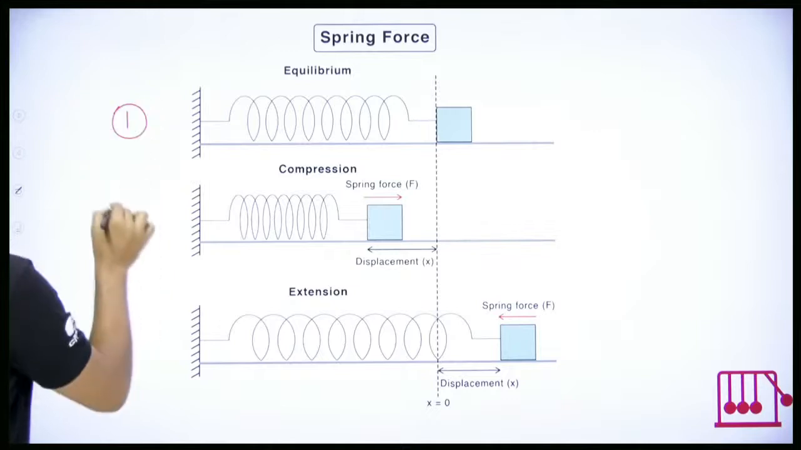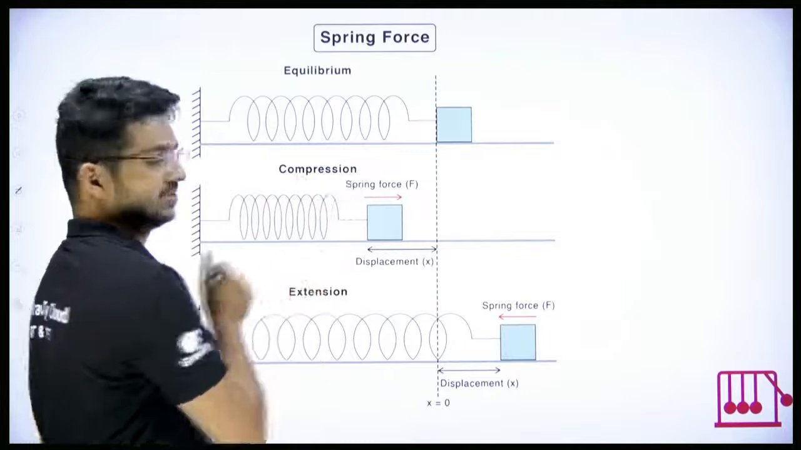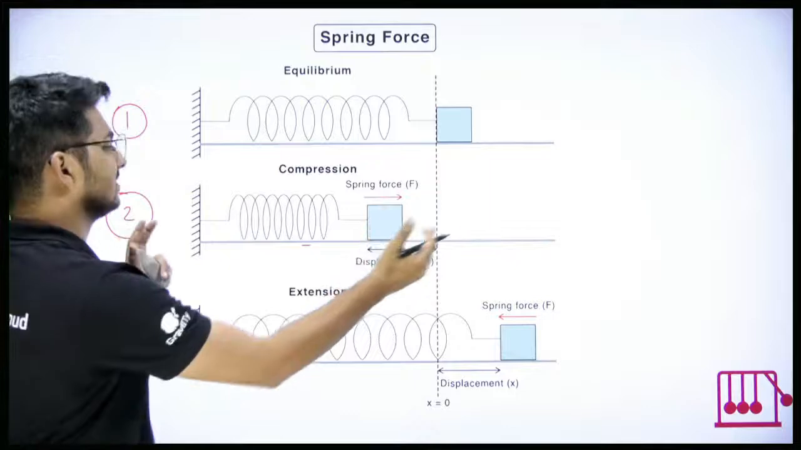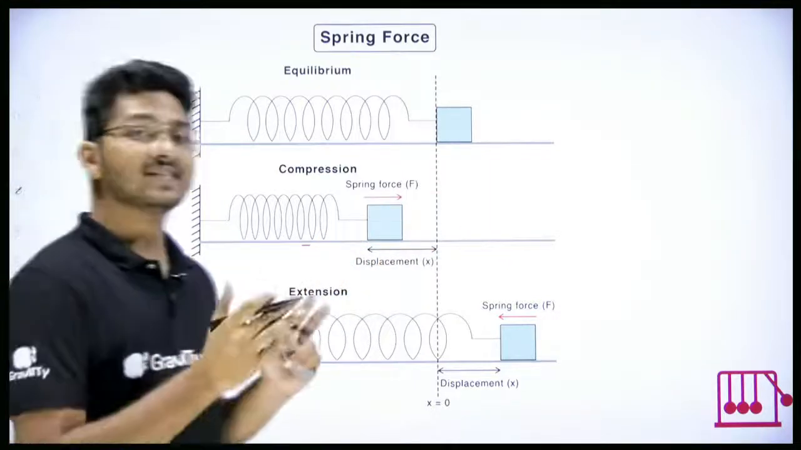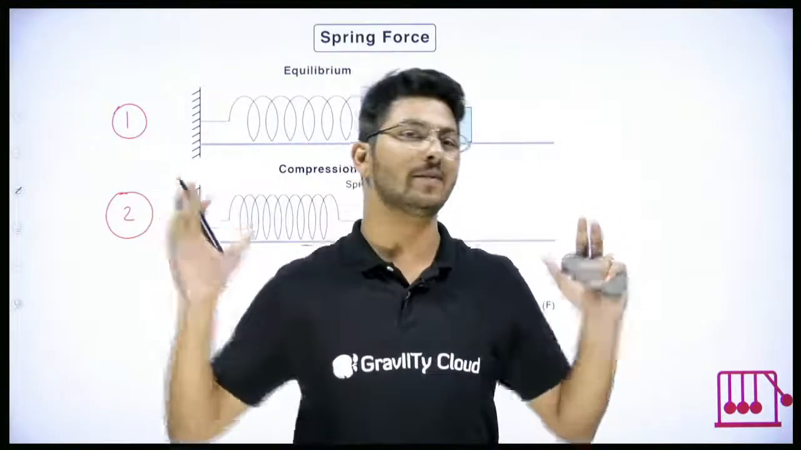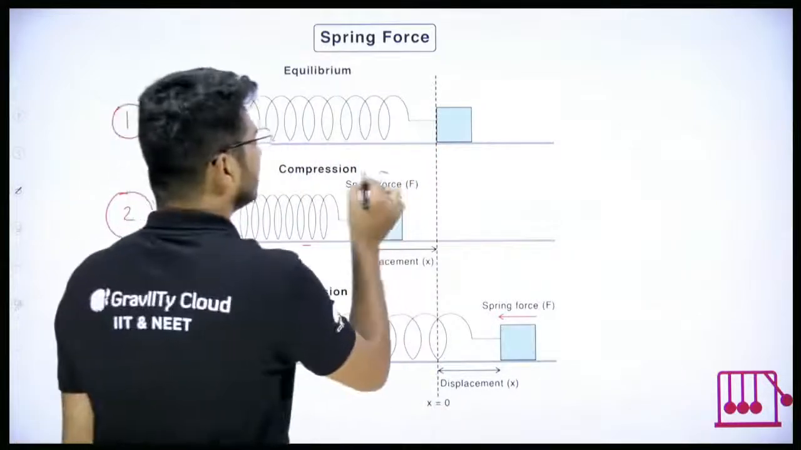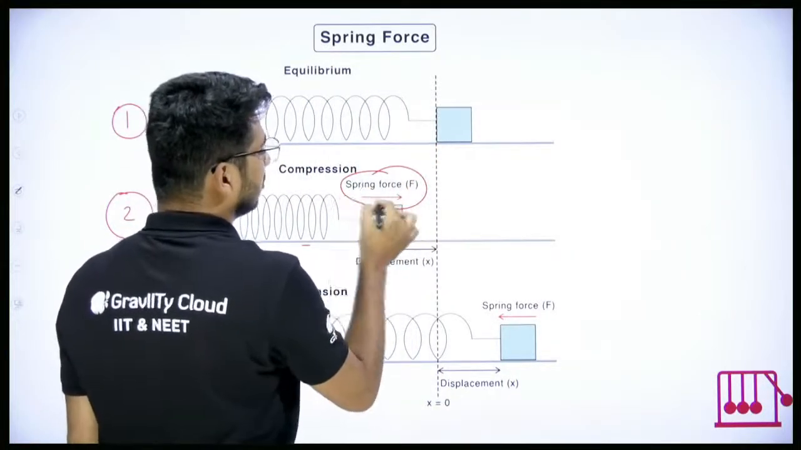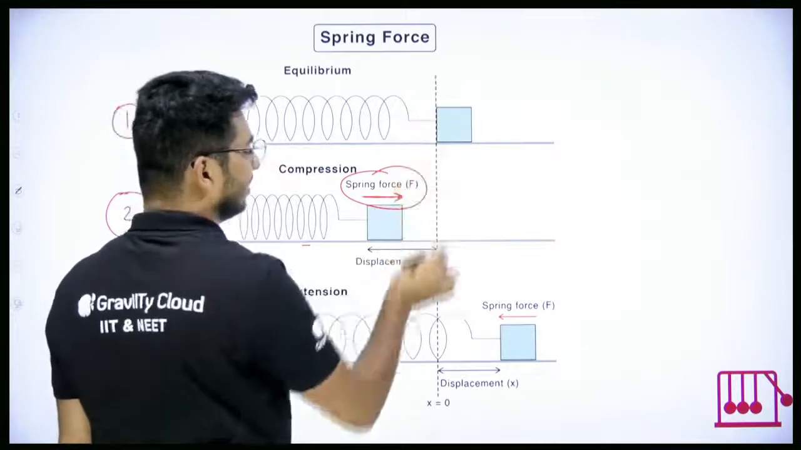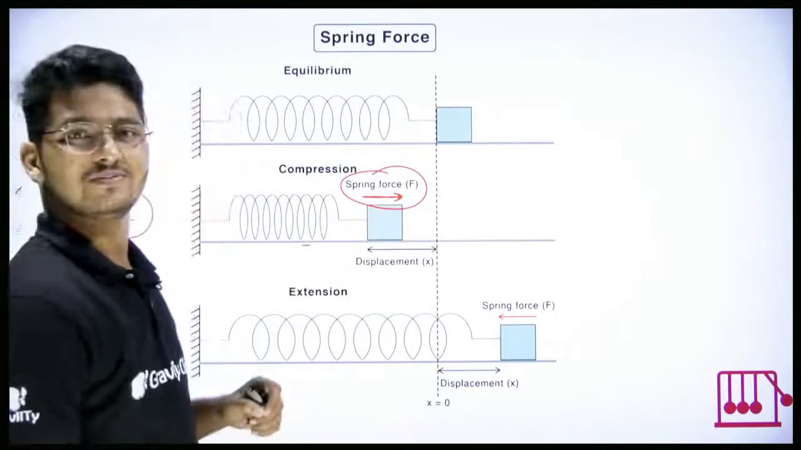But in the second case, the spring is compressed. Block has moved towards the fixed wall. The spring is compressed. Now when you compress the spring, how will the force be? When you compress, the spring will try to push away. Yes or no? So here the spring force, see it is towards the right. Towards right will mean towards the equilibrium position. This is the equilibrium position. So this arrow is towards equilibrium position.